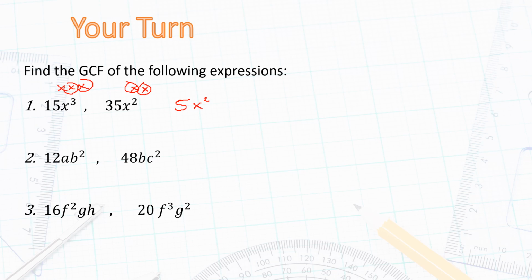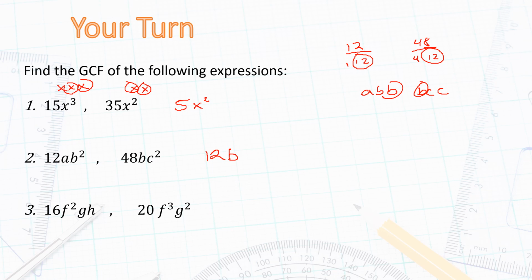12ab squared and 48b squared c, or bc squared. So we got 12 and 48. 12 times 4 is 48. So the factors that we're going to be looking for are 1 and 12, and for 48, it's going to be 4 and 12. So 12 is going to be my greatest common factor. And then ab squared is abb, bc squared is bcc. There is one b common to both, and that's it.